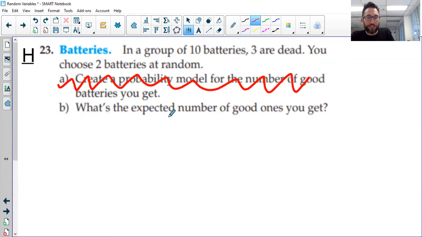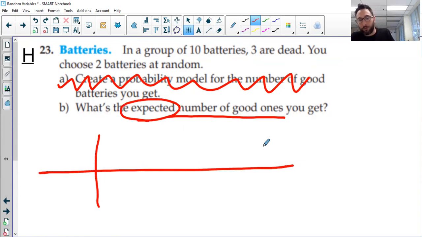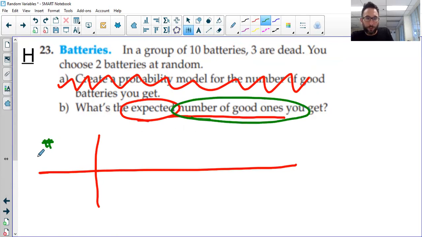Once we see this, what's the expected number of good ones we get? Again, that expected value, that means we have to create our table. And what's going to go across the top? The number of good ones, the ones that work.